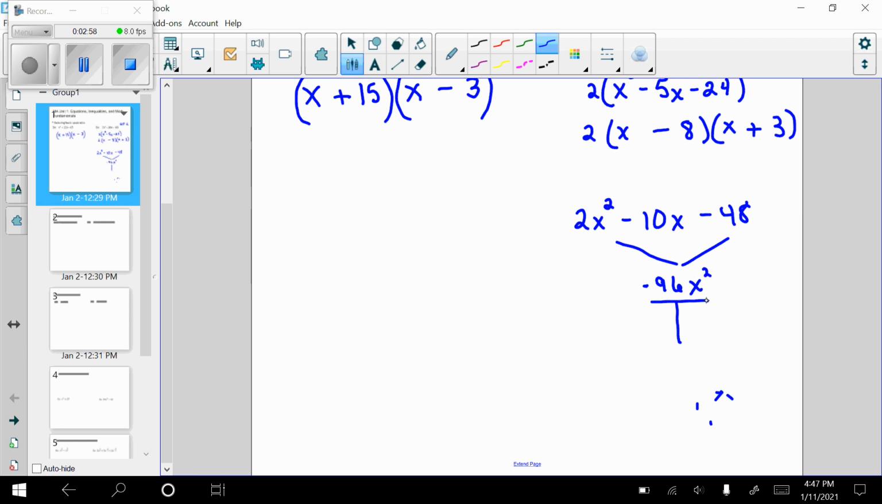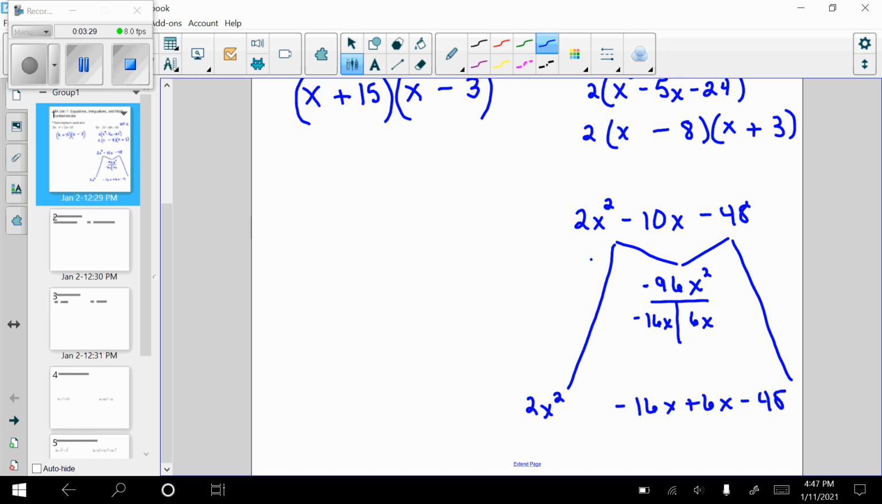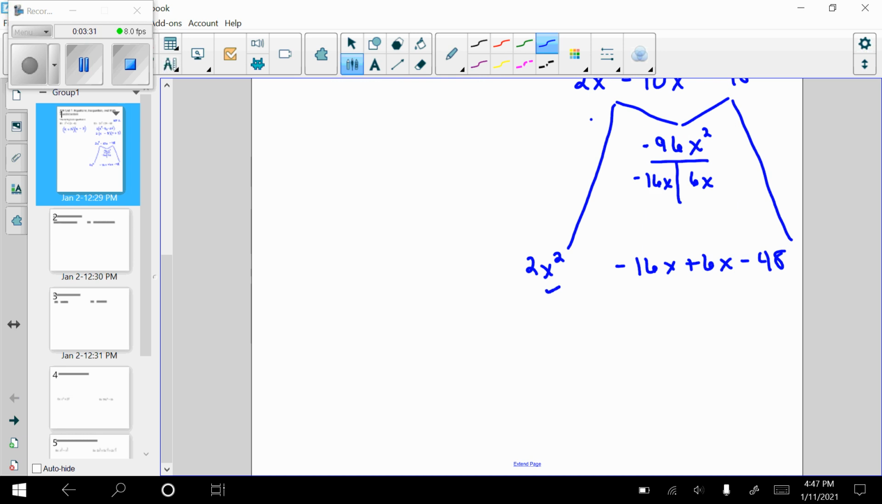You probably need your calculator for this to go through your factors of 96. If you do that, then you should get negative 16x and positive 6x. That'll give you the negative 10. And you bring down your 2x squared and your negative 48. Bring down these two values that you came up with in the middle of the M. And then once you get to that part, you factor by grouping.